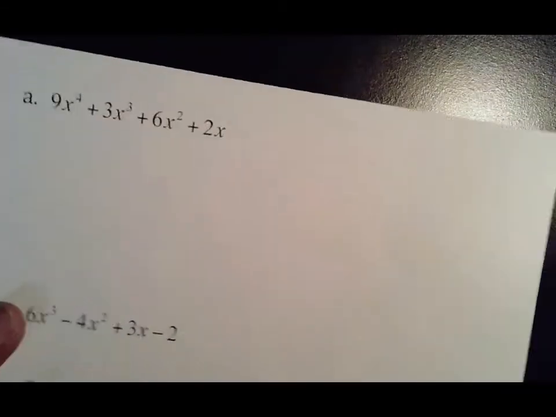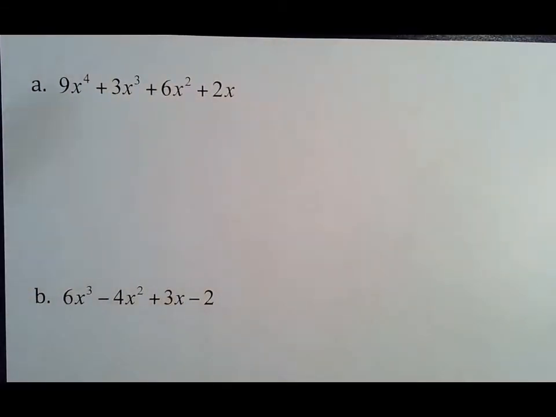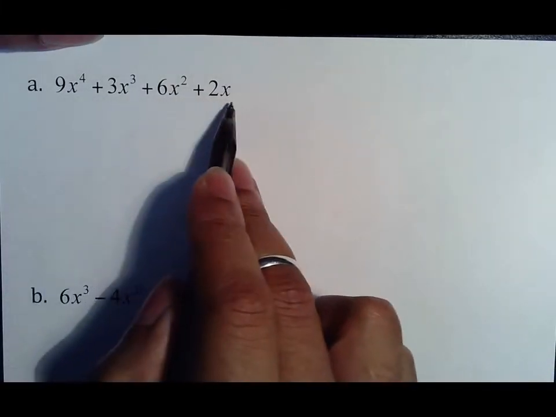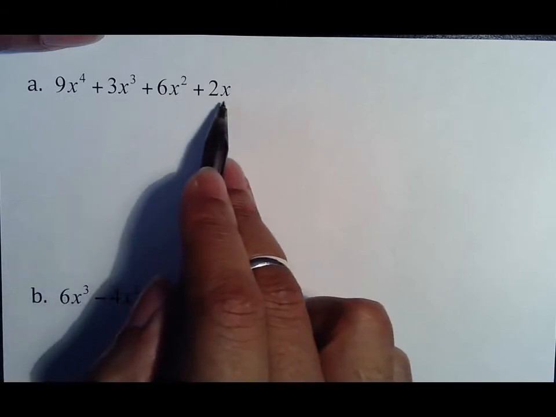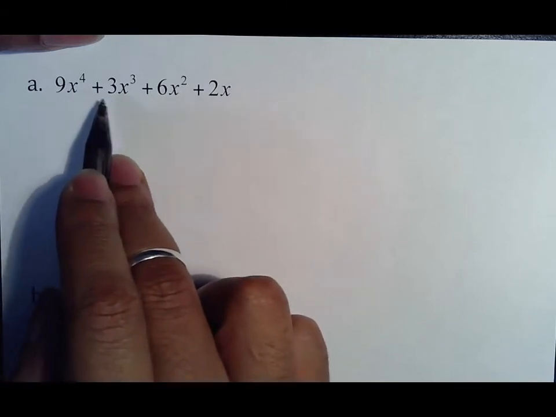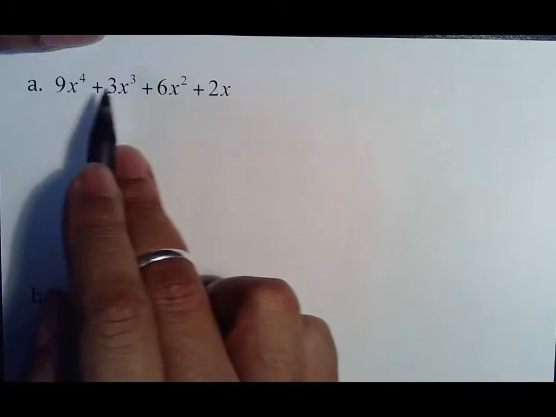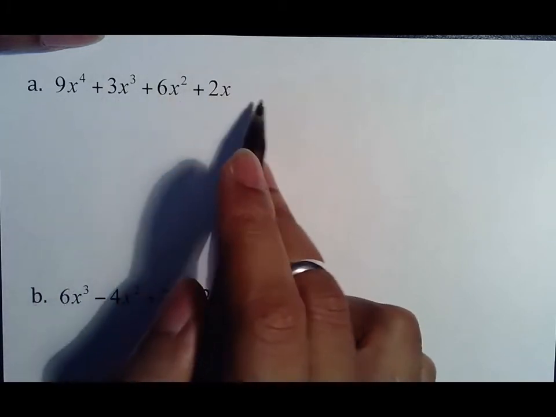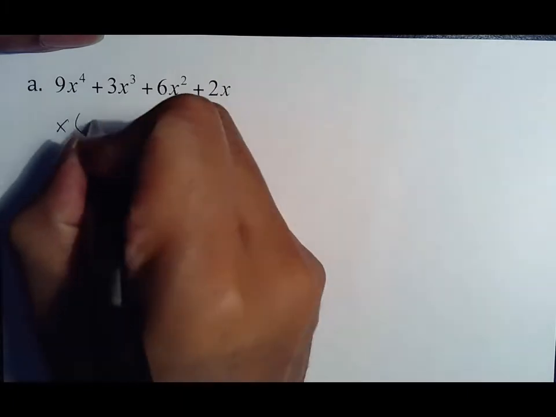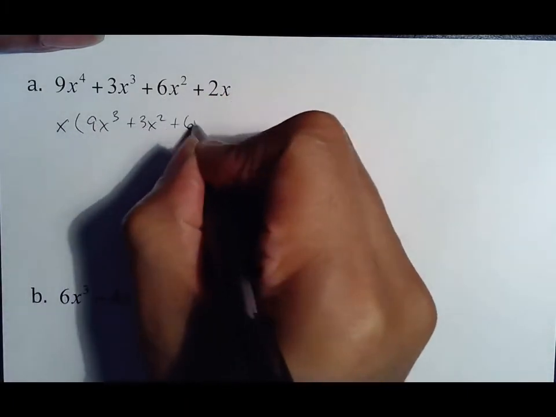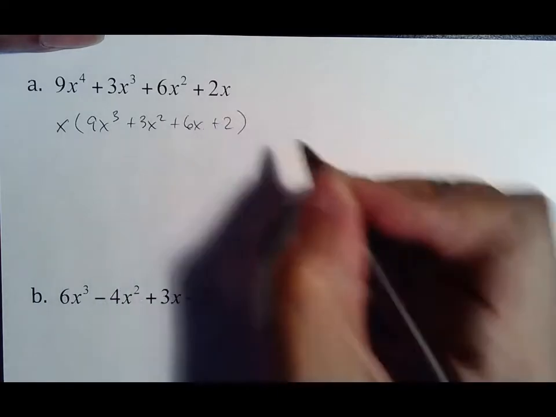So I am going to jump straight to the actual problem so you can see what I mean. What we want to make sure we understand here is that the first thing we are supposed to check for is a GCF. When I look at this, 9, 3, 6, and 2 can't be divided by the same thing, but all of these have at least one x. So the first thing we want to do is take off an x. So we end up with 9x to the third plus 3x squared plus 6x plus 2.